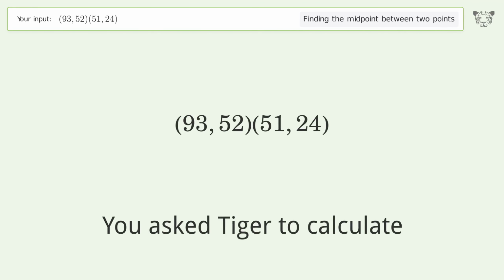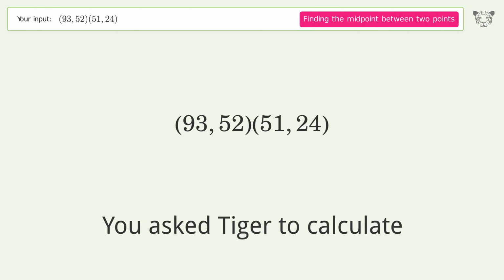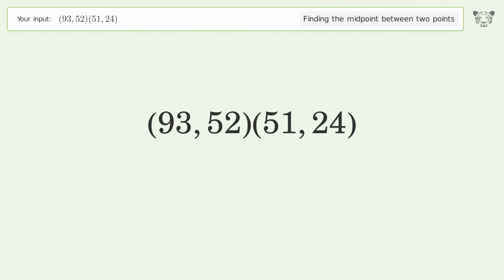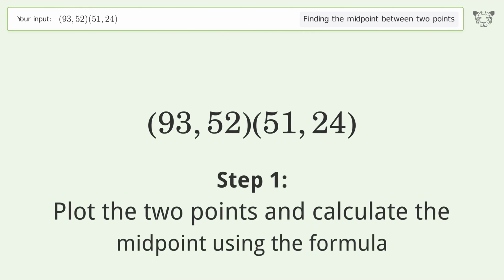You ask Tiger to calculate. This deals with finding the midpoint between 2 points. The midpoint between the 2 points is 72,38. Let's solve it step by step. Plot the 2 points and calculate the midpoint using the formula.